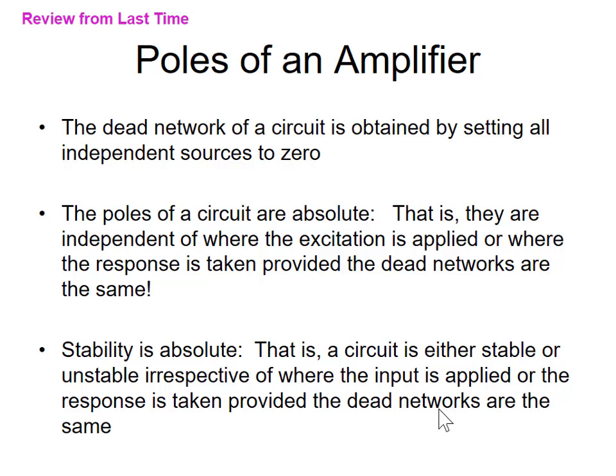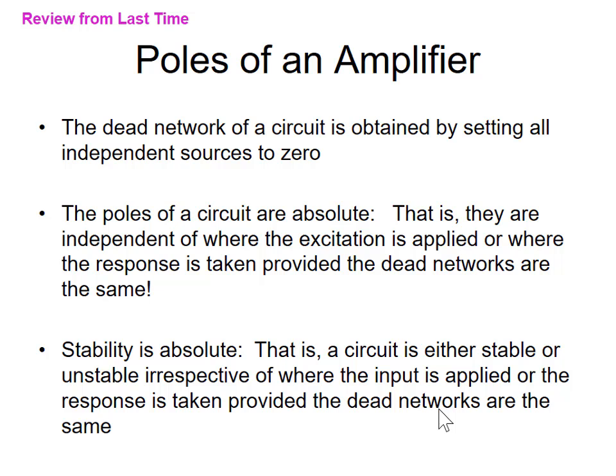We talked about a dead network. A dead network of a circuit can be obtained by setting all independent sources to 0. The characteristic polynomial or the poles are absolute. They're inherent in the dead network. So basically, we can make the statement, for a given circuit, we can talk about what the poles of that circuit are, independent of where the excitation is applied and where the response is taken, assuming that you compare them with the same dead networks. So any two circuits that have the same dead networks will have the same poles. Zeros is a different story. The zeros could be entirely different. Zeros are dependent on where you apply the excitation and where you take the response.